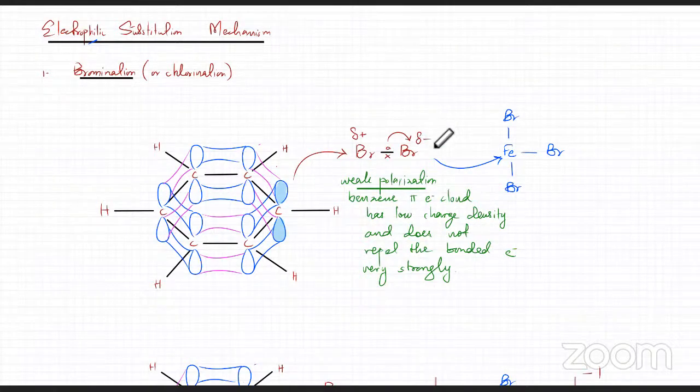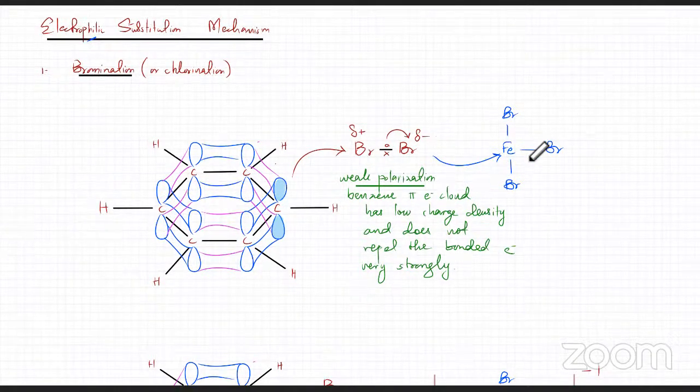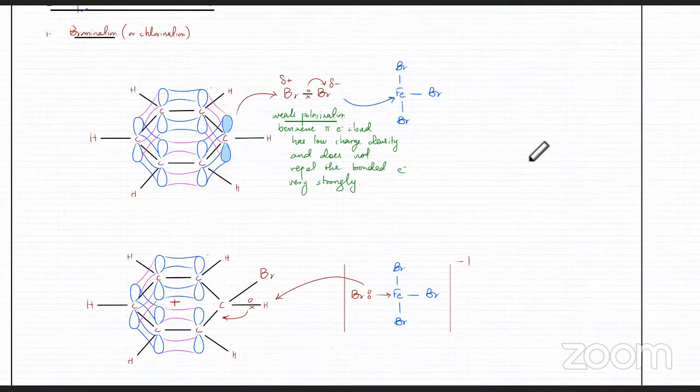One of the bromines will be slightly negative, the other bromine will be slightly positive, but the polarization is not strong enough. The positive charge is not very large, which is why it's not that attracted to the electrons over here. So you need a catalyst for that. You need an FeBr3 catalyst. The Fe pulls the electrons from the other side, and that increases the polarization. So the catalyst is very necessary so that the bromine molecule could be polarized.